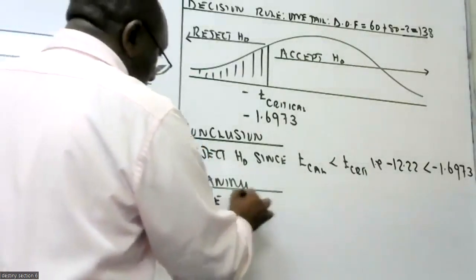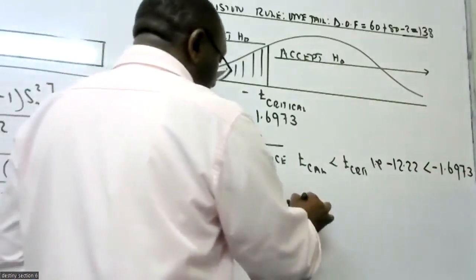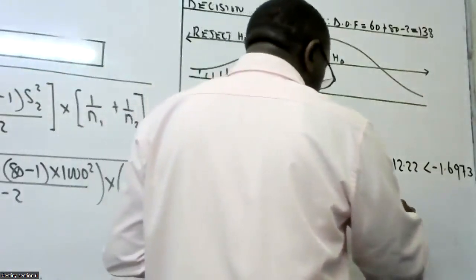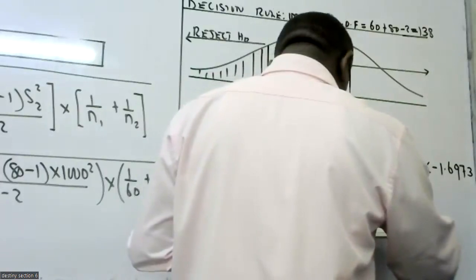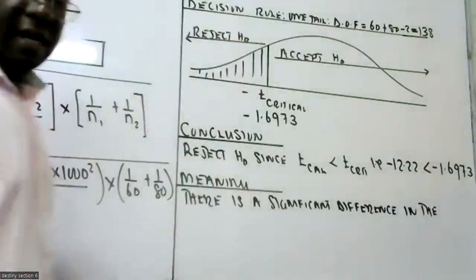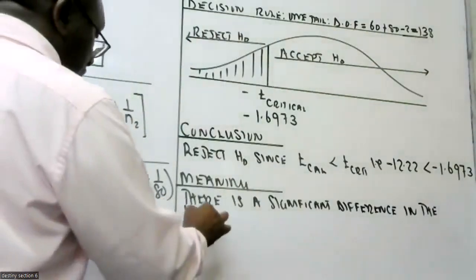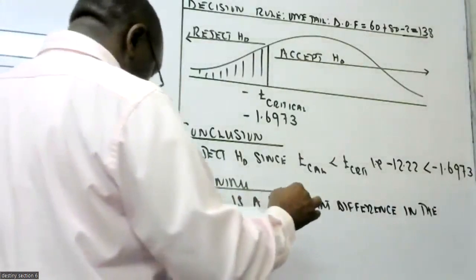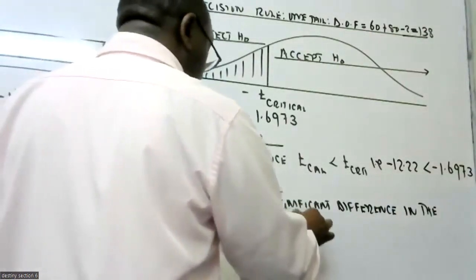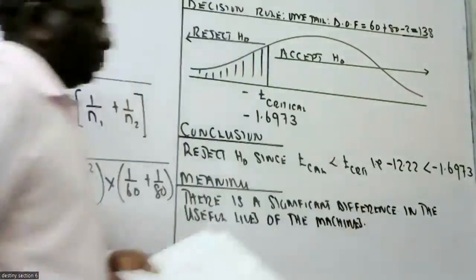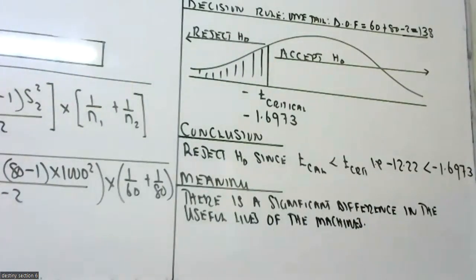Meaning there is a significant difference in the useful lives of the machines. The useful lives of the machines. So that is how you are supposed to handle that question.